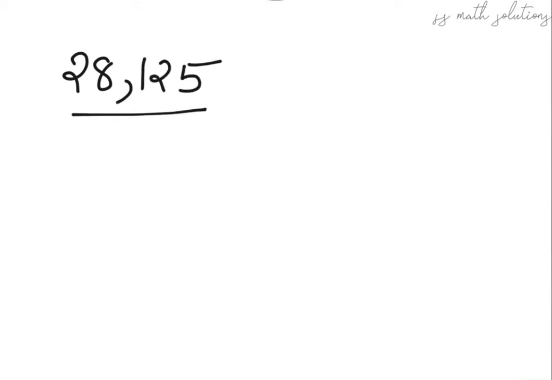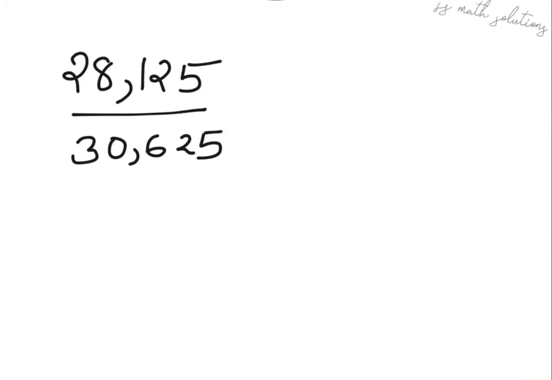Sorry. Next one is 28,125 divided by 30,625. Here, for the numerator and denominator, we know that obviously 5 is a common factor, but I am trying 25, because 25's multiplication table is very easy, so I am trying with 25.